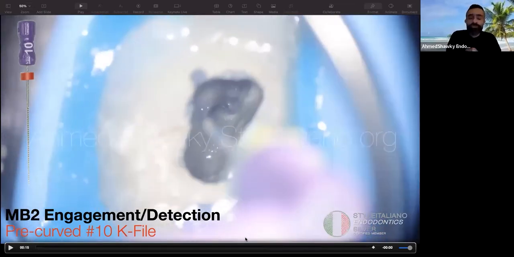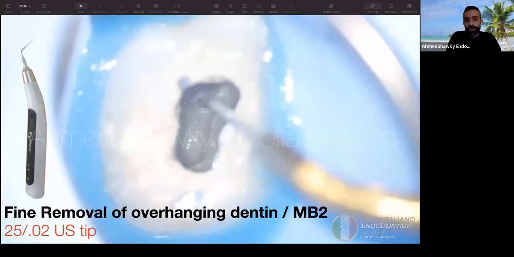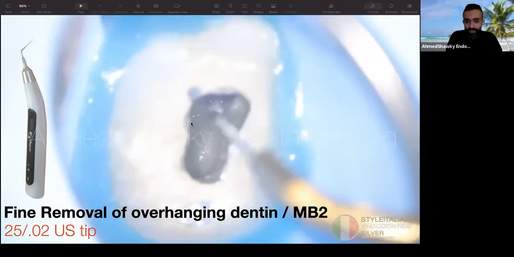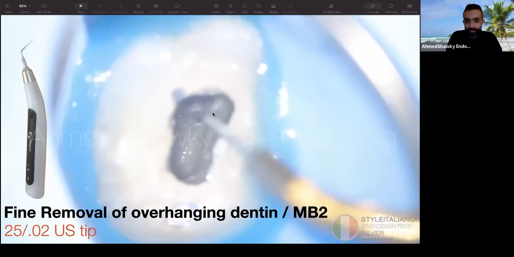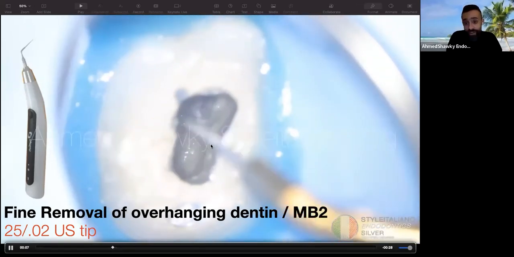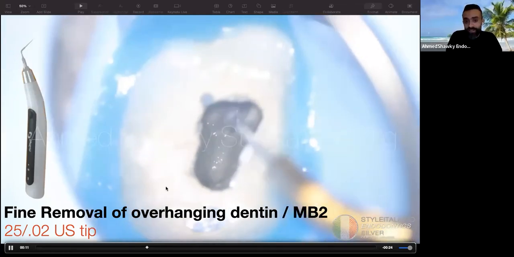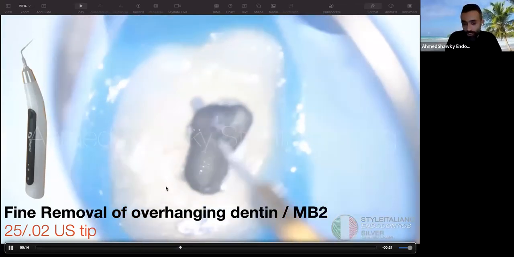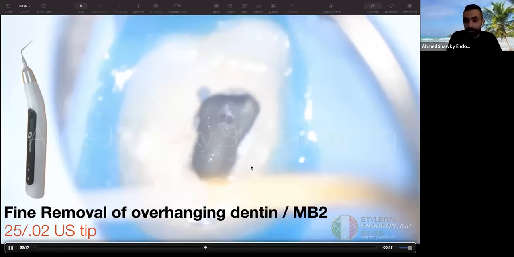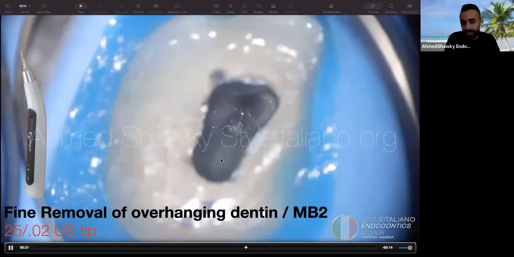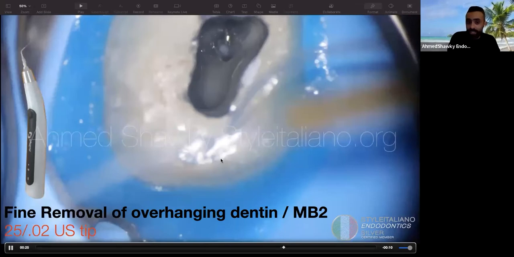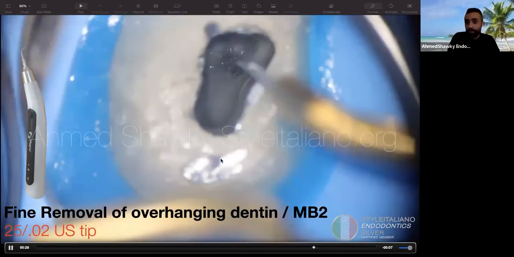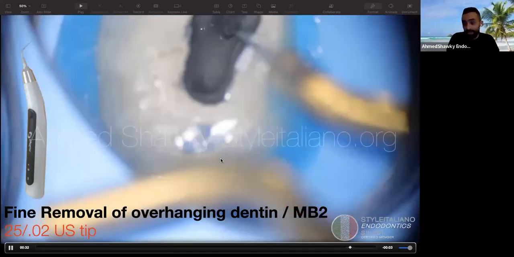This needs caution because the other canals will just be shaped and finished in 3 minutes, not more. So we switched to an ultrasonic activator, and we used it in order to relieve any resistance over the orifice, which is very tiny. So you use a very thin ultrasonic tip in an outward, brushing motion, in order to remove the overhanging dentine over the MB2. Can you see now on high magnification, we start to see clearly a little bit, but still the canal is going in a very difficult direction. See, I'm bending the ultrasonic tip into the palatal direction. This is very difficult, so I need to take care of that.